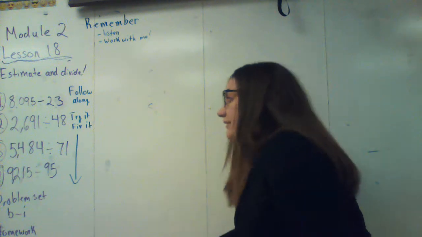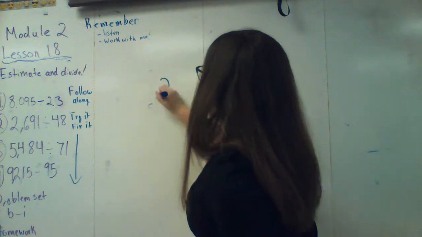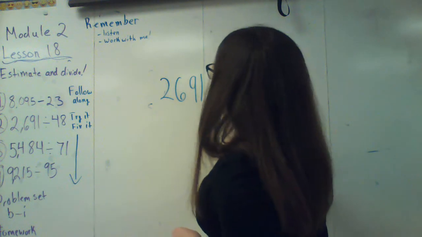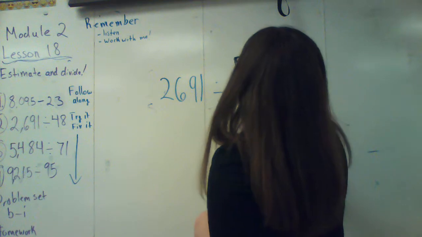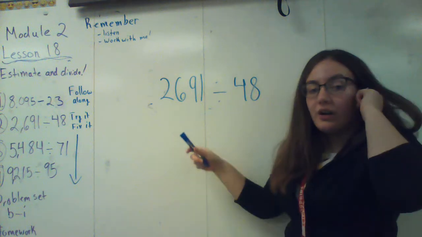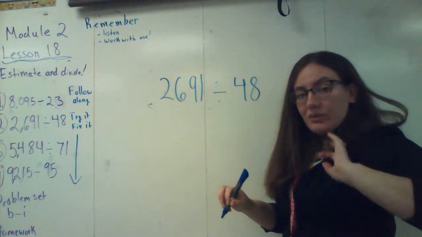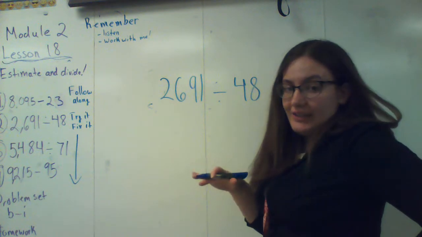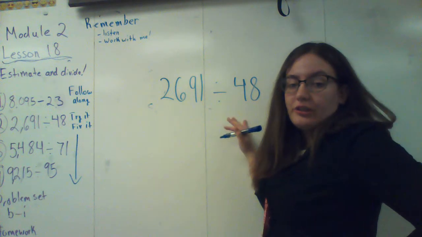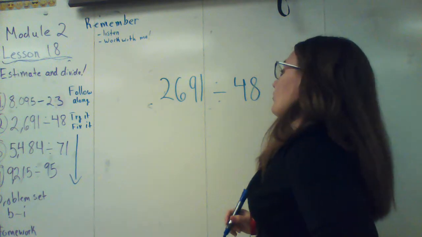So we have 2,691 divided by 48. Go ahead and pause the video and try to solve this problem on your own. Remember, you're not doing the standard algorithm yet. You just need to round both of the factors and then solve.